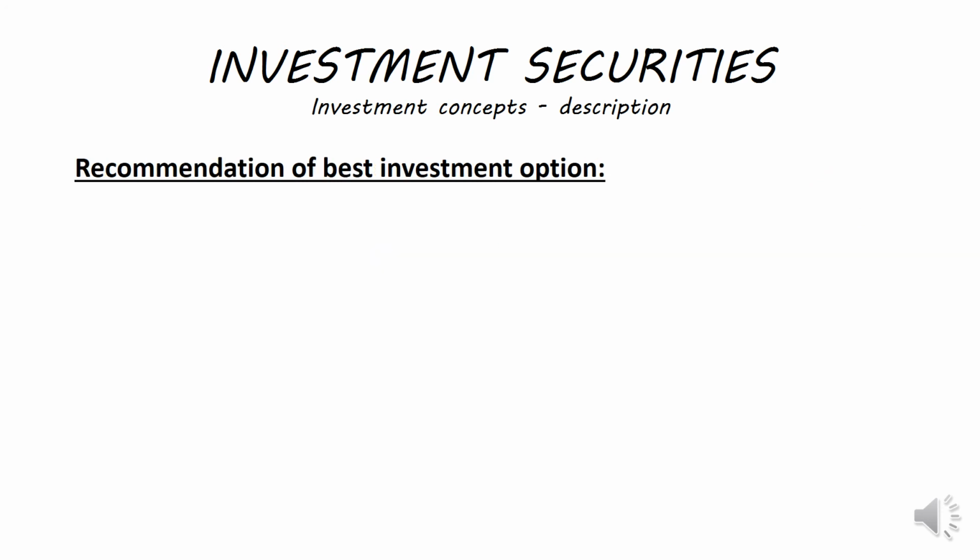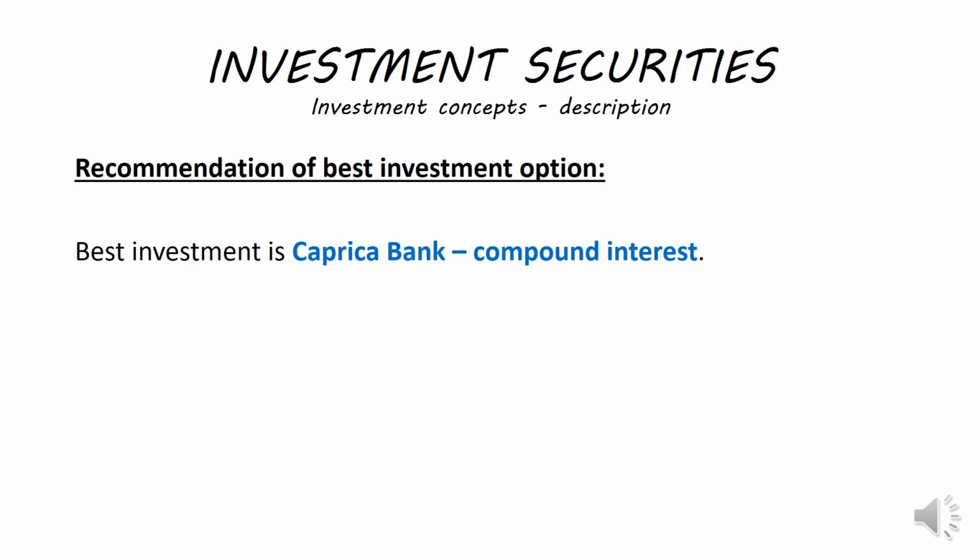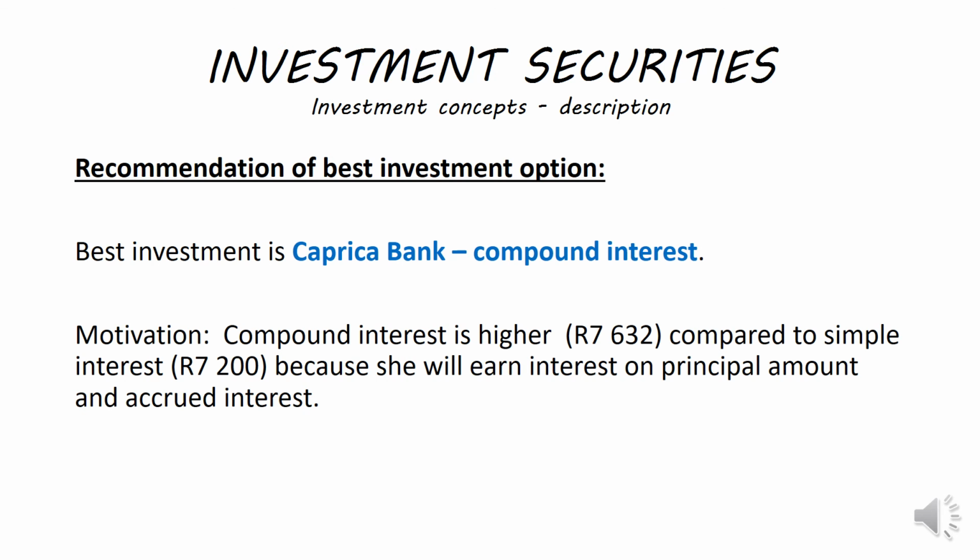So then the last question was that we have to make a recommendation. Obviously, we are going to recommend that Renette go and invest her money with Caprica Bank, where she can earn compound interest, because the compound interest is higher. It's 7,632 Rand compared to the 7,200 Rand that she's going to get with simple interest. Compound interest gives you the higher return. Remember, investors want to receive the highest return possible. So when they get the highest return, they will do that with compound interest.